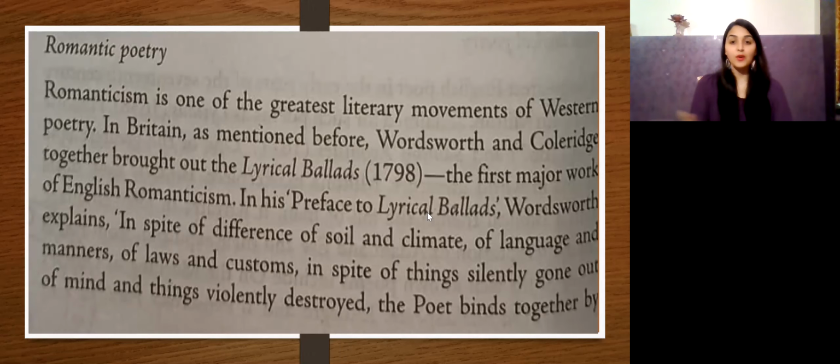So a very, very well known poet, William Wordsworth, came into this time and he brought the romantic poetry along with Coleridge. Together they brought Lyrical Ballads. Later on we'll do what we mean by lyrical ballads. And Wordsworth explains, in spite of difference of soil and climate, of language and manners, of laws and customs, in spite of things silently gone out of mind and things violently destroyed, the poet binds together.